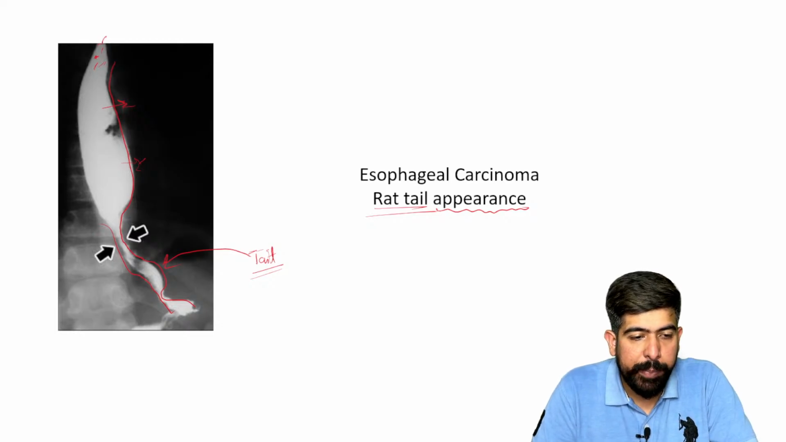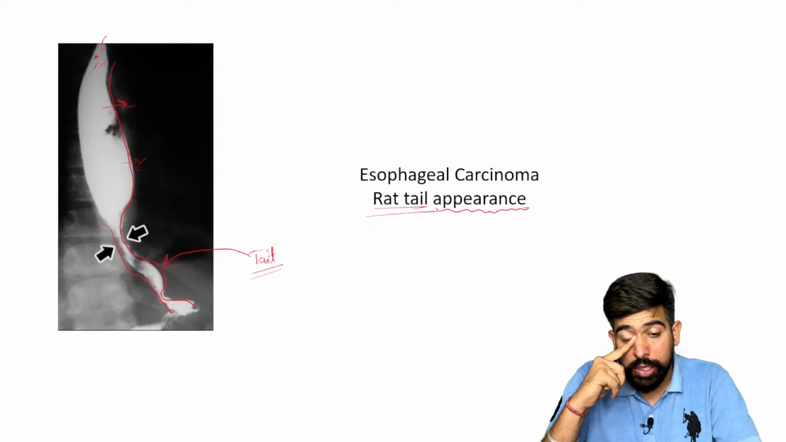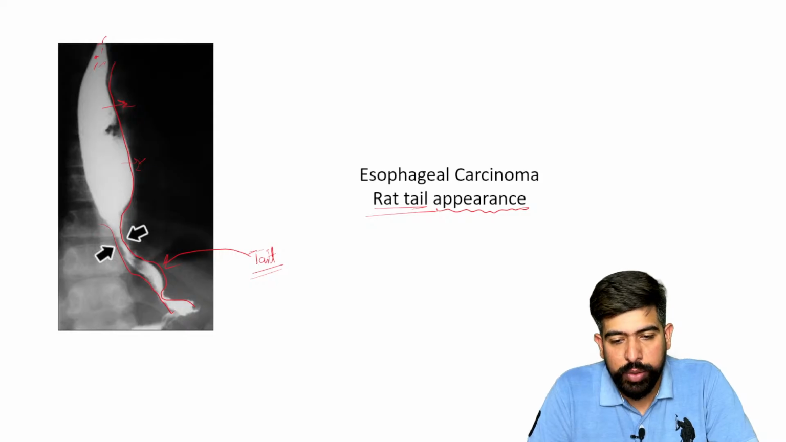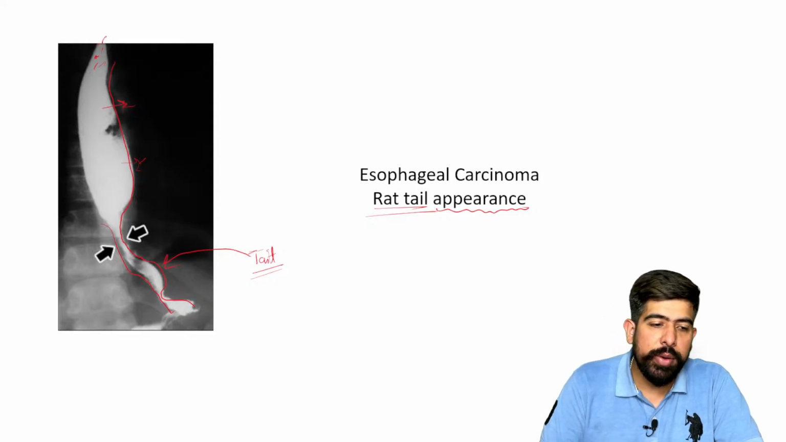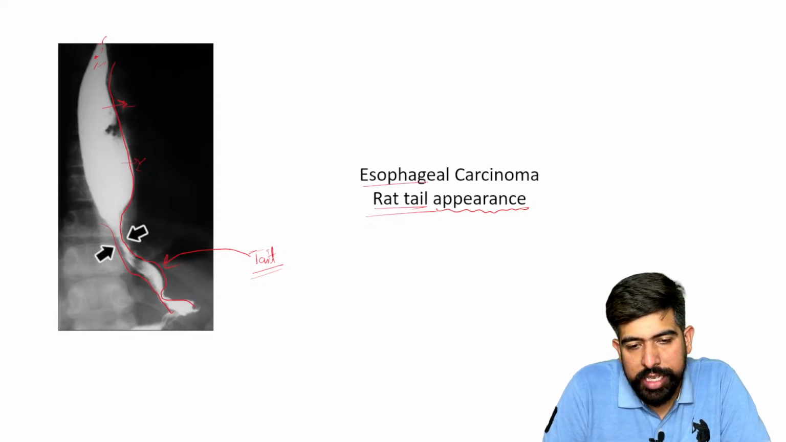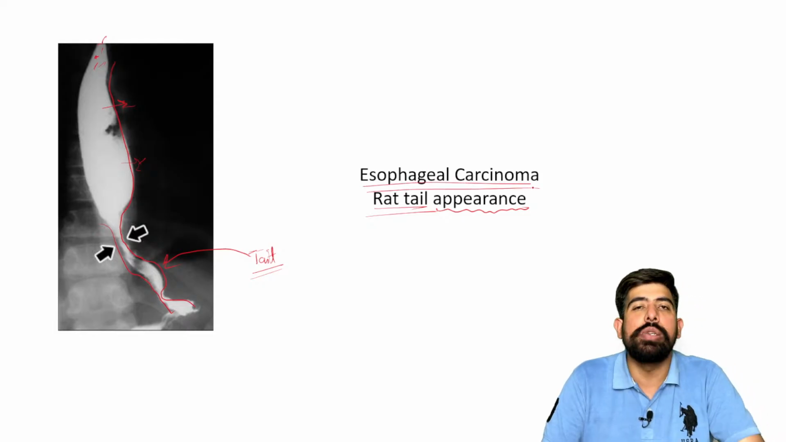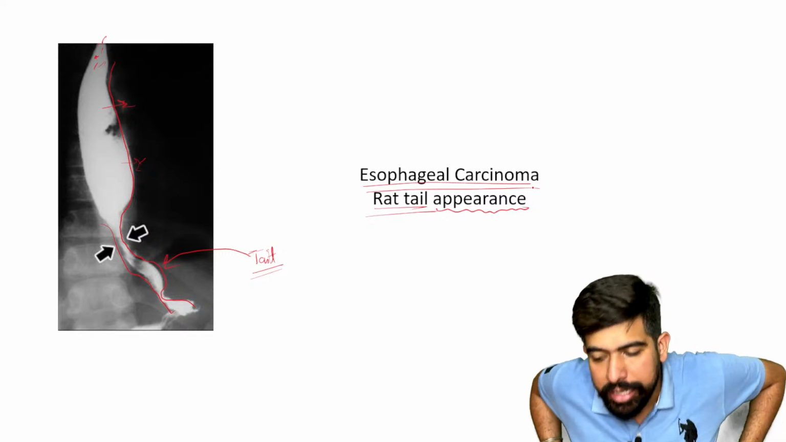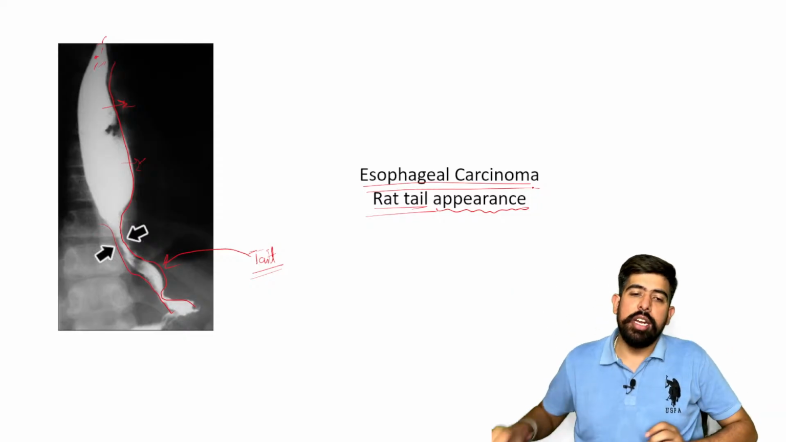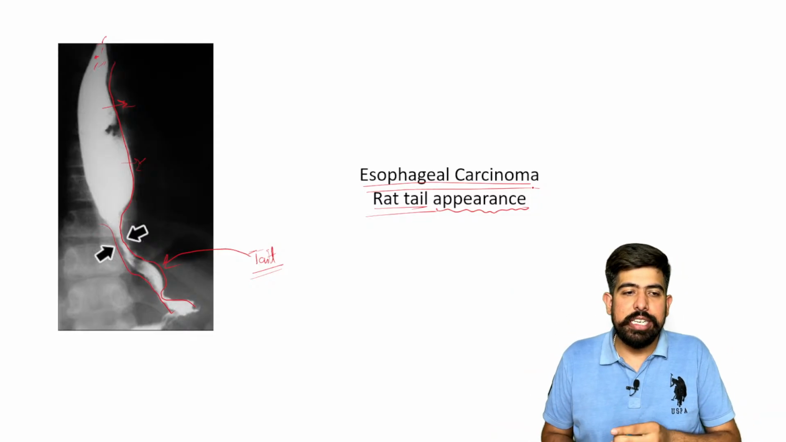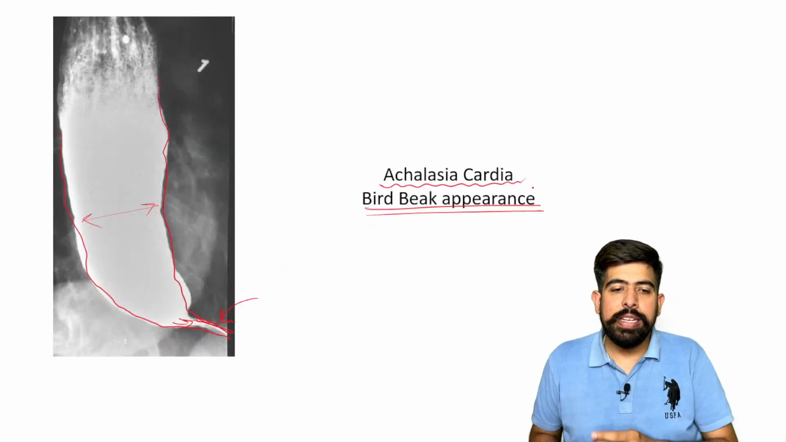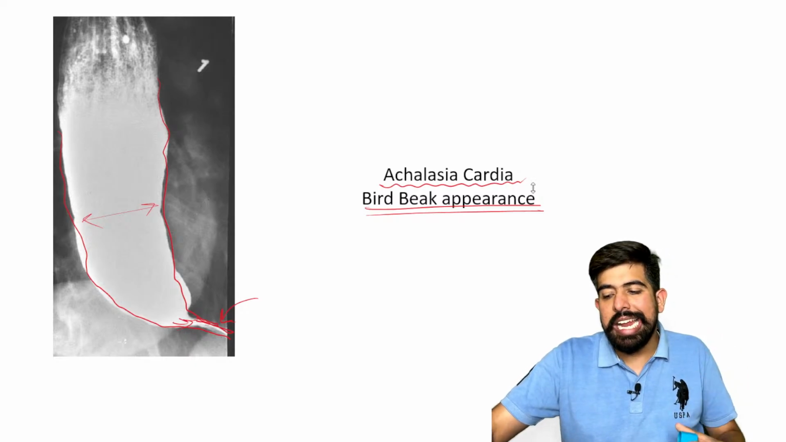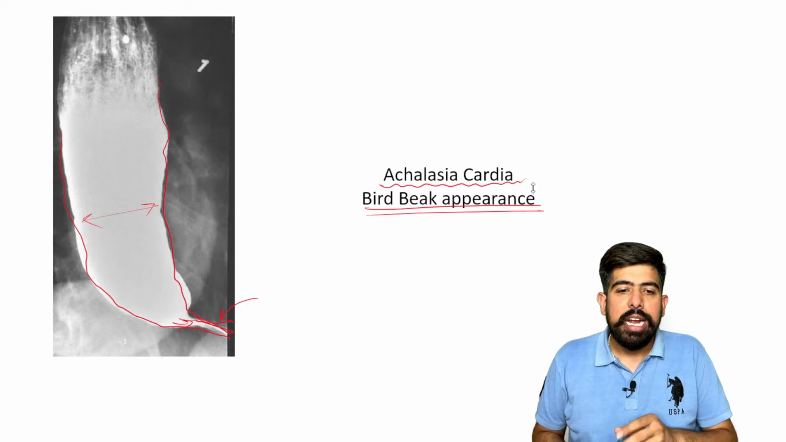And now this is the rat tail appearance. Please understand, both of the images are totally different. Achalasia cardia is different, and the rat tail is different. The rat tail is particularly seen in esophageal carcinoma, the cancer of the esophagus. But the bird beak appearance is seen in achalasia cardia. Just compare with this. You can see there is suddenly a broad esophagus and it just gets narrowed at the end of it.